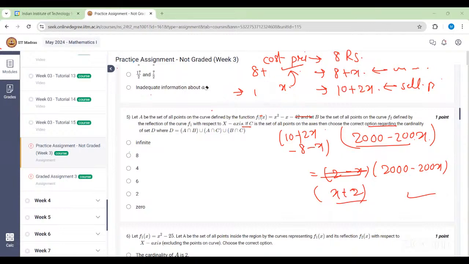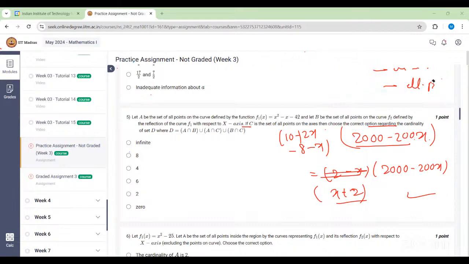So let A be the set of all points on the curve defined by the function. Okay, so let B be the set of points on the curve F2 defined by a reflection of curve F1 with respect to the x-axis. Okay, so now whenever you do reflection, you have to change some sign and you can get the new function. So let's go via Desmos. I think that will be better.